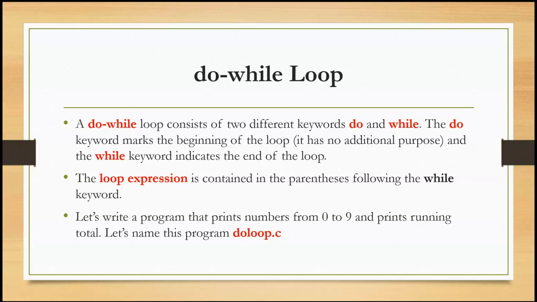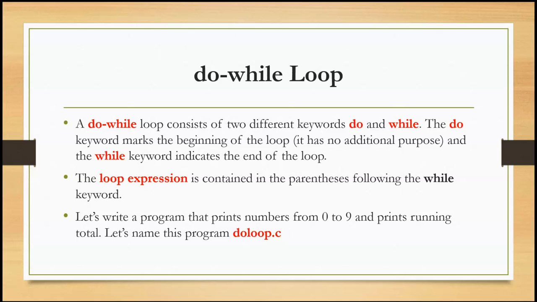A do-while loop consists of two different keywords, do and while. The do keyword marks the beginning of the loop. It has no additional purpose. The while keyword indicates the end of the loop. The loop expression is contained in the parenthesis following the while keyword.